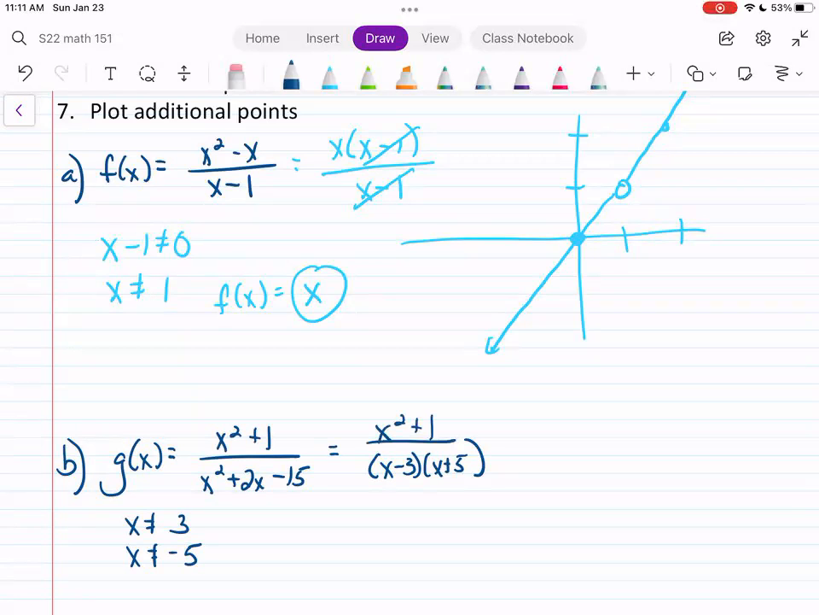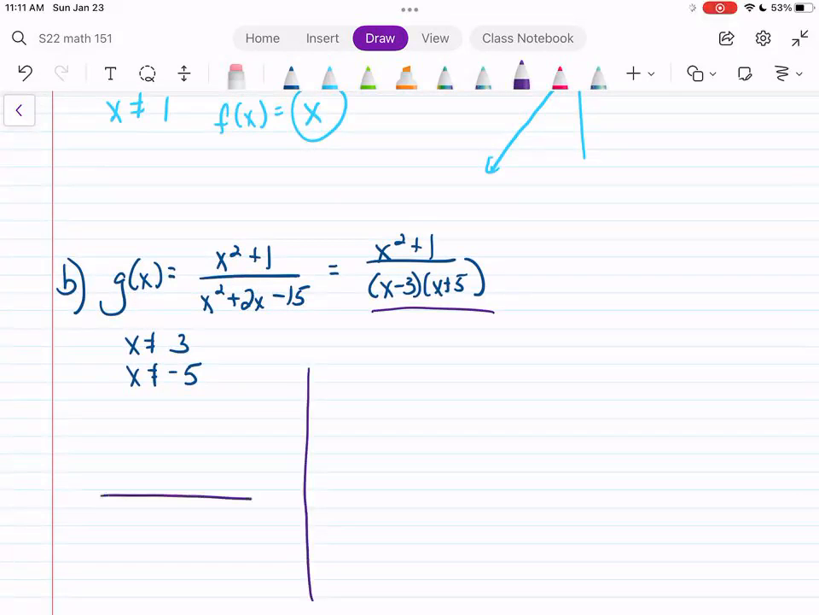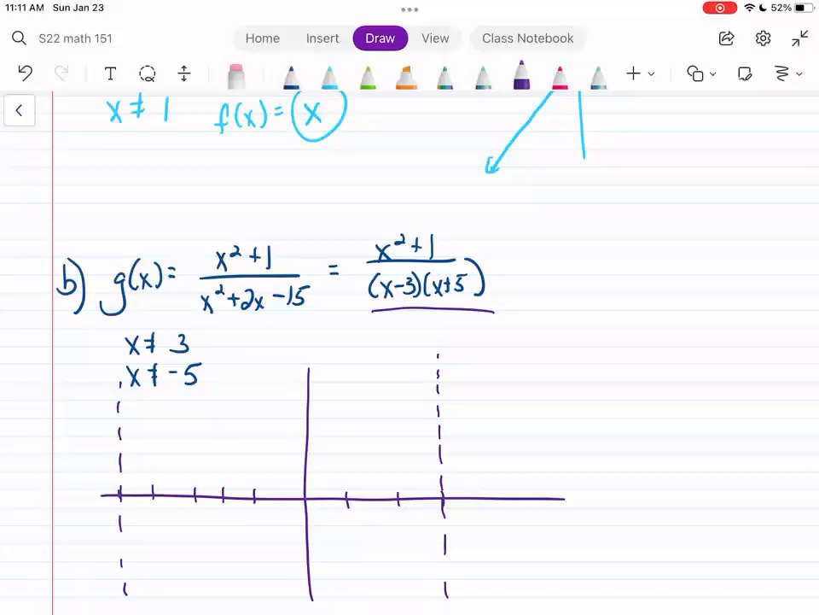Moving to step 2, we factor the numerator, which in this case cannot be done with real numbers. The zeros of the common factors are the x coordinates of the holes, so there are no holes in the graph. But we can use these remaining linear factors to create our vertical asymptotes. So if we come down to our graph, we know we're going to have a vertical asymptote at 3. So I can go ahead and sketch that, and at negative 5. Again, this is helping us create a generalized graph.